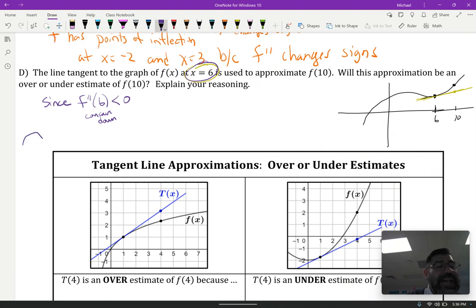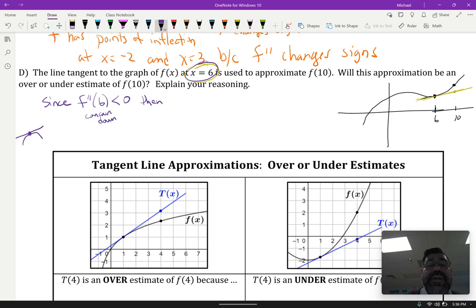If I have a concave down, when I draw that tangent line, it is going to be above the curve, so it's going to be an overestimate. So we can use concavity to figure out whether my approximations using tangent lines are overestimates if it's concave down, or underestimates, like this one, if the graph is concave up. So the second derivative being negative tells me that it's concave down.